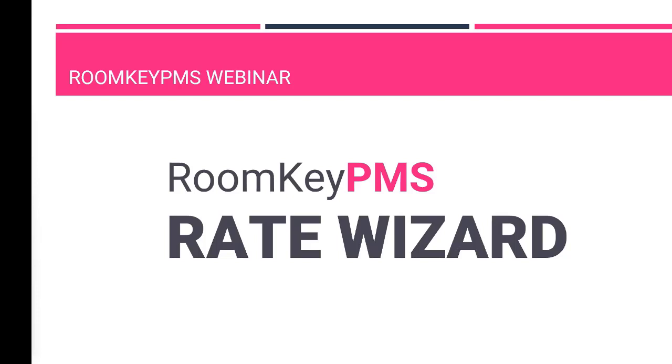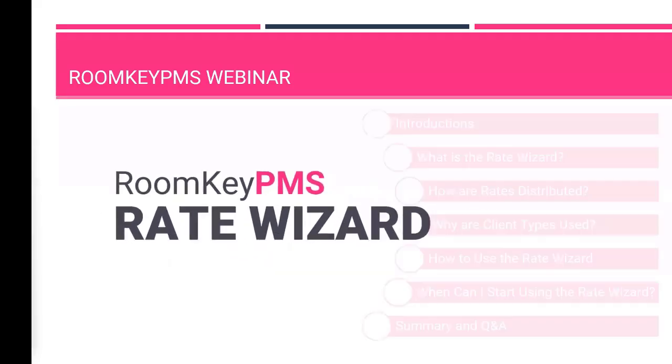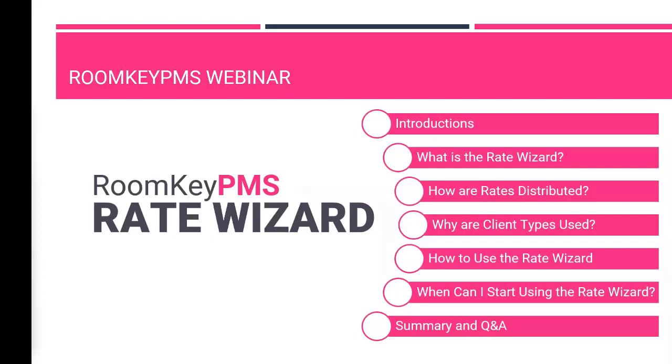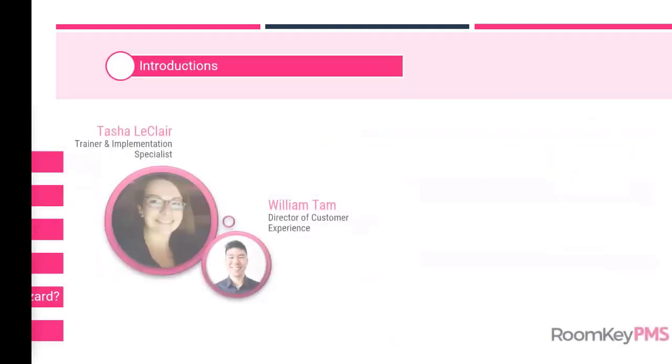Today, we're taking a look at the Rate Wizard. So the outline for our webinar today, we're going to start with a couple of introductions. Then we're going to jump into defining what is the Rate Wizard. We'll talk about how rates are distributed and why client types are used. And then we're going to dive right into a live demonstration on how to use the Rate Wizard. We'll discuss when you can start using this tool, and then we'll wrap it all up with a summary and open up for Q&A.